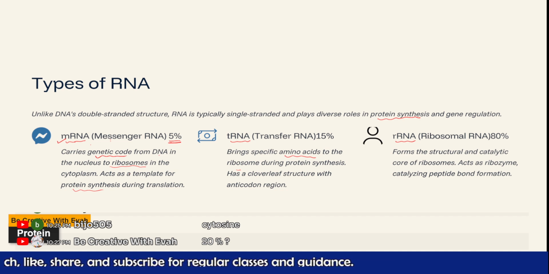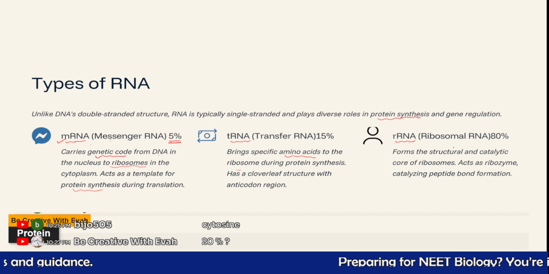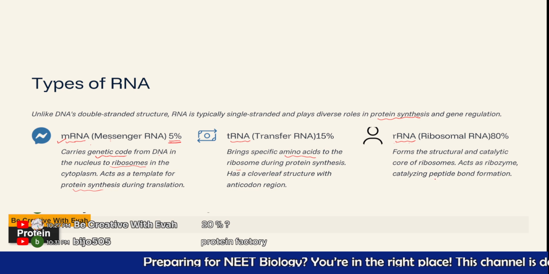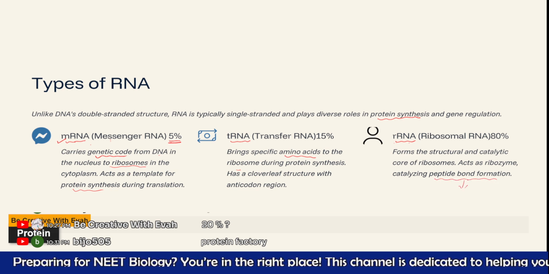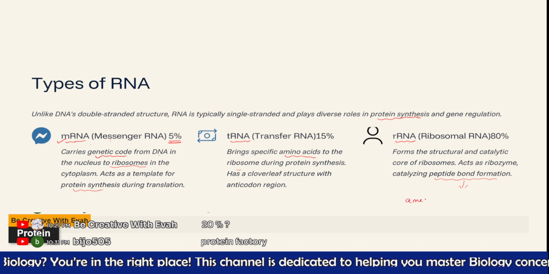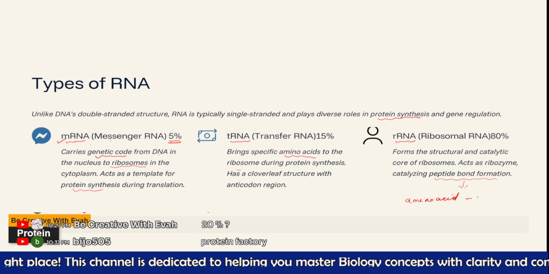Also, to speed up the reaction, enzymes are required, and that is given by the ribosomal RNA. That means the ribosomal RNA acts like a ribozyme, an enzyme, that helps in peptide bond formation. What are peptide bonds? The bonds formed between the amino acids. Many amino acids join to form what?